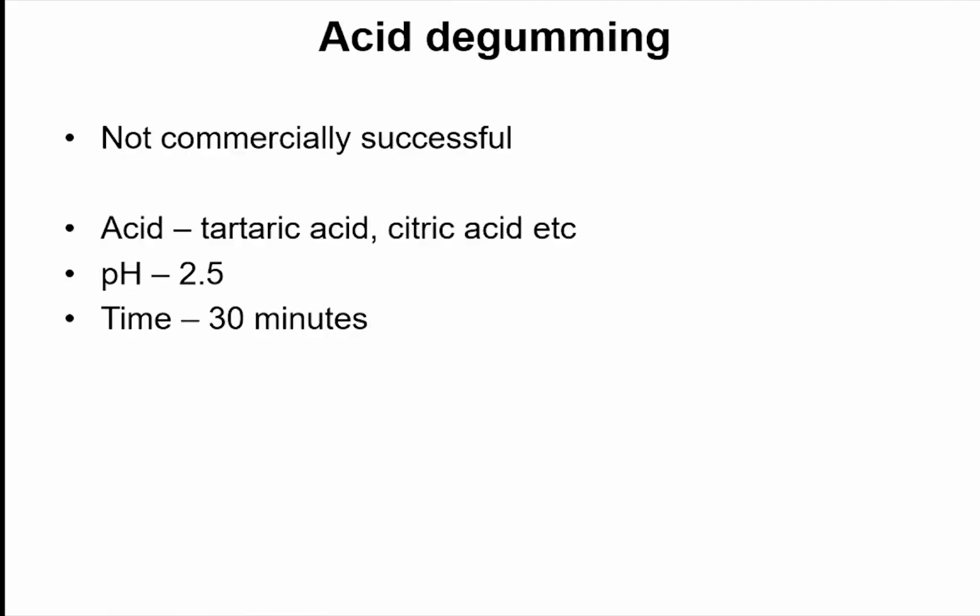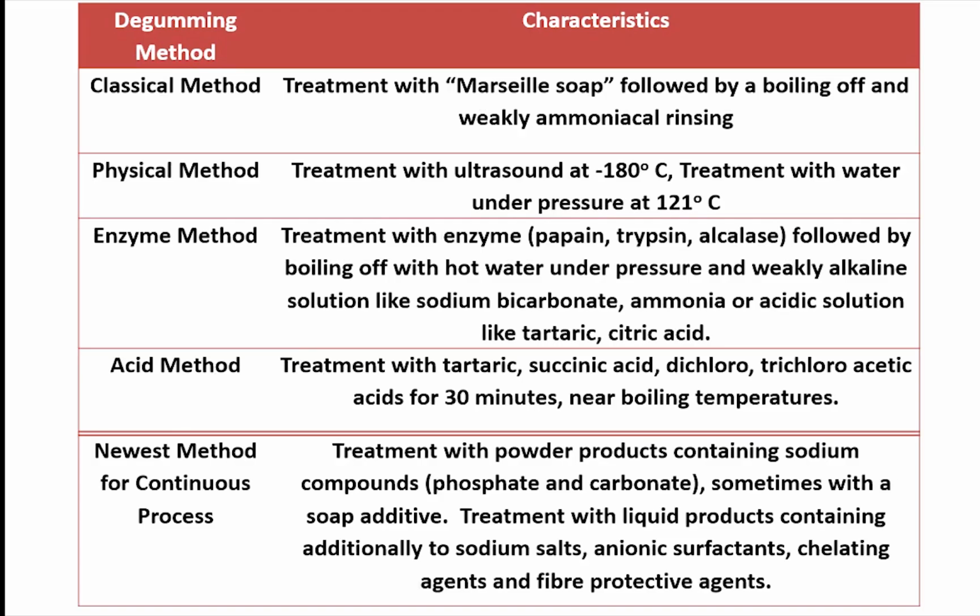Acid degumming is not commercially practiced because of the cost, and it will reduce the strength of the silk fibers. Normally tartaric acid or citric acid is used for this purpose, and you have to keep it at 2.5 pH for 30 minutes. After that again the same process, hot wash, cold wash, and drying, is followed. So this is the comparison between the methods, so you can refer.